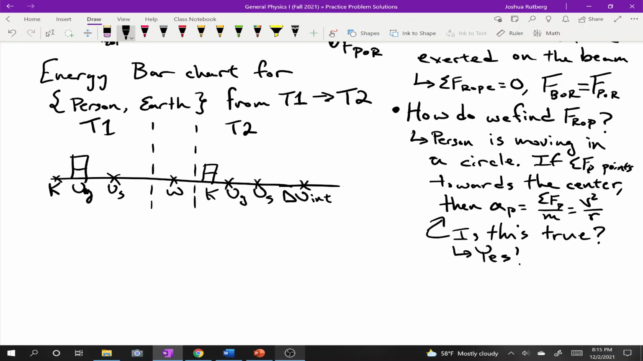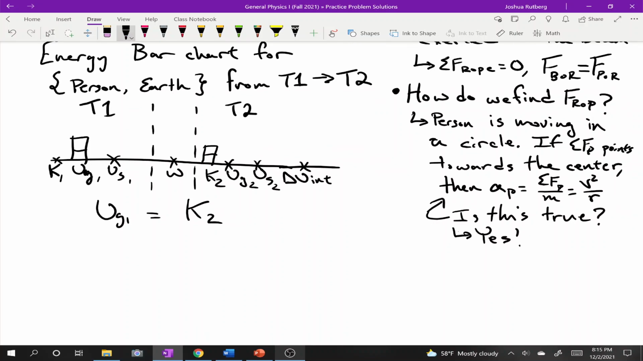So if I write this, let me get my subscripts, 2, 2. I can see that UG1 is equal to K2. And now this is something that I can solve. So to find the gravitational energy, that's the mass times g times the height at position 1, which is equal to 1/2 times the mass times the velocity at time 2 squared.